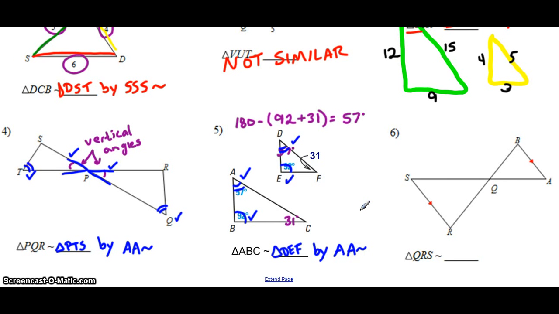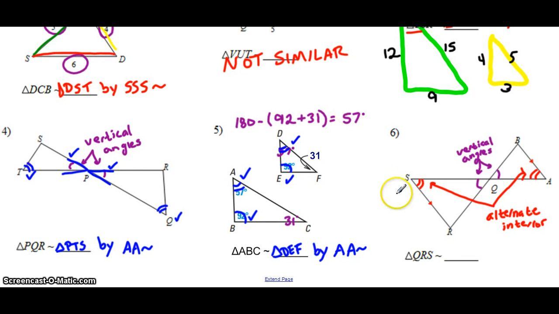Remember to pause here and try number 6. The answers will be up in 3, 2, make sure you've tried it. Here are the answers. Now 6 is particularly tricky because in number 6 there are no angles labeled with any angle measures, any numbers, or any tick marks to begin with, so we've got to find everything on our own. The first thing I noticed was that angle SQR and angle BQA are vertical angles, which means that they are congruent. So that is our first pair of congruent angles.